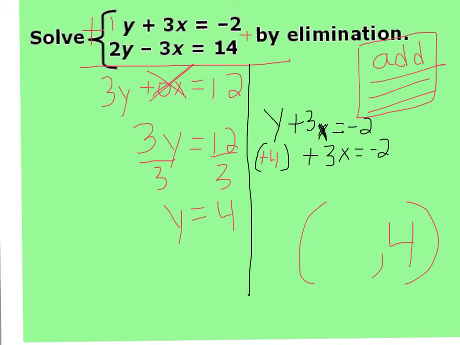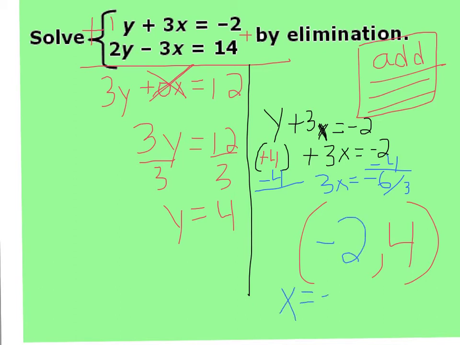And let's solve this. So how do I get rid of this positive 4? I am going to minus 4 from both sides. And when I do that, this becomes negative 6. And then we have 3x equals negative 6. So we know that we divide both sides by 3, so x equals negative 2.